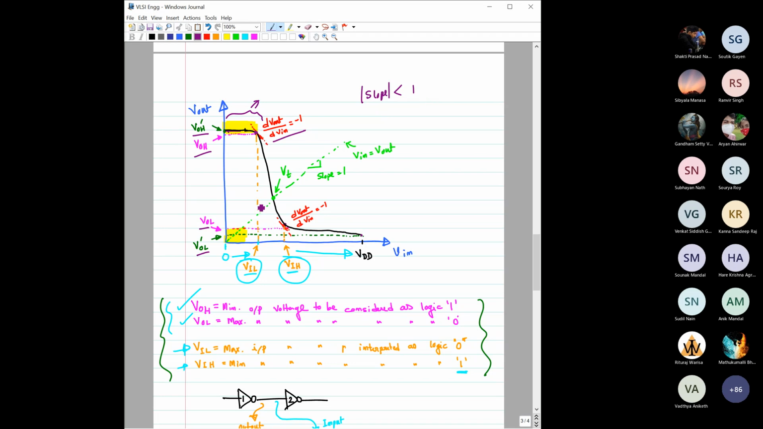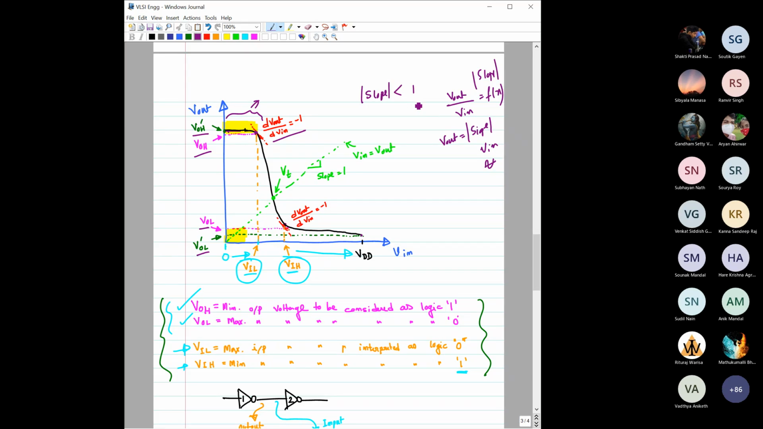So any change, if you now put any change in this input, VTC is what? VTC is basically this output versus input, right? So say this is that function. So V output, this is basically the slope, mod of slope versus V in.